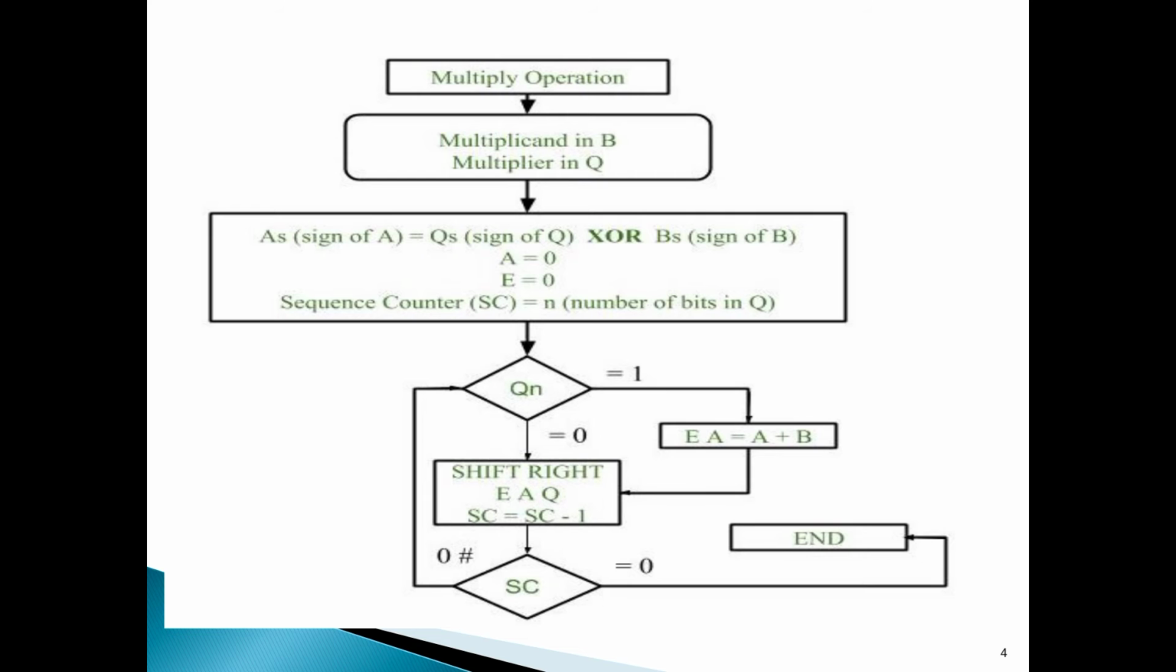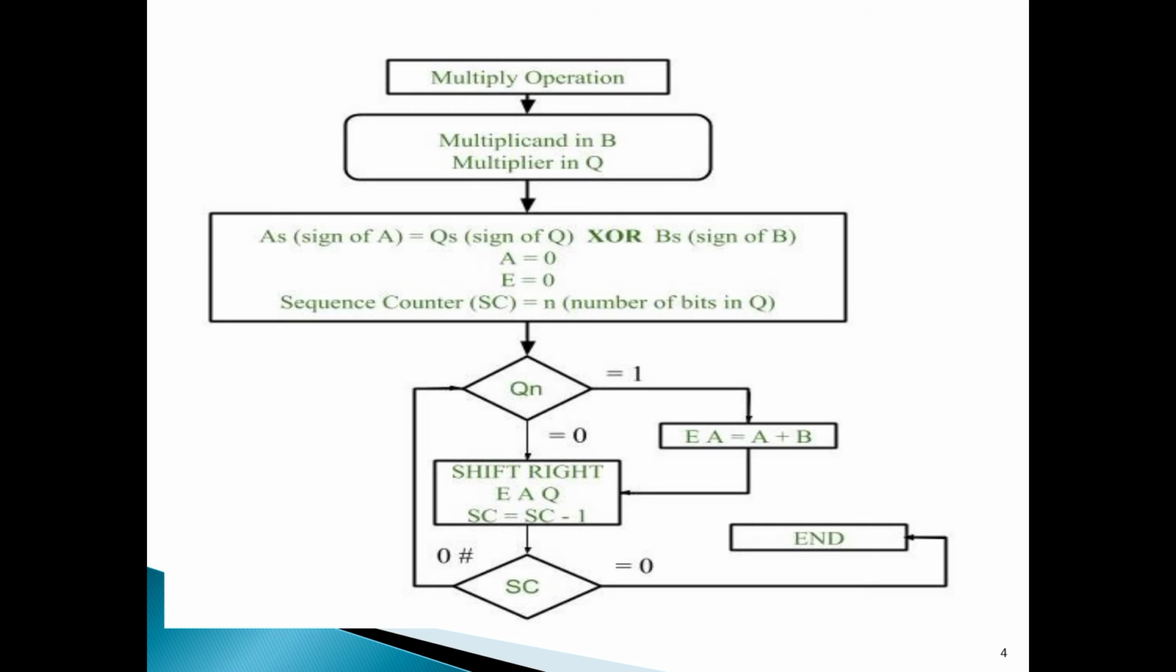The next one is the sequence counter, SC. What is the sequence counter? It is the number of bits in the multiplier, not the multiplicand. For example, in the previous example, how many bits does the multiplier have? 5. So here the sequence counter is equal to 5. Every time, we decrement the sequence counter. So this is the initialization part.